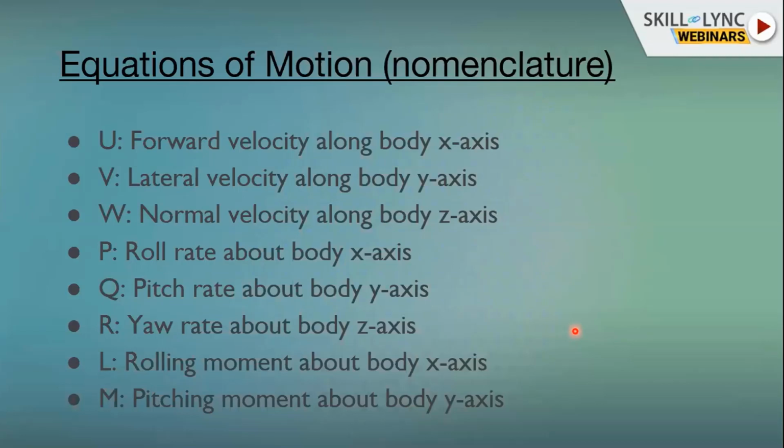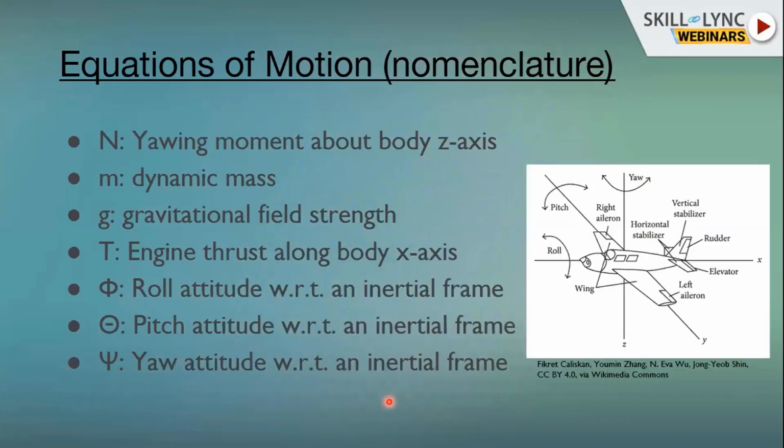So luckily we had uppercase and lowercase. The uppercase UVWs and PQRs represent the velocities and body rates. And then L, M, and N, I'm going to show in the next slide, these are the moments, equivalent to forces. Forces operate along the axis, moments operate about the axis. L, M, and N are the moments about the axis. And m is a term generally used to represent dynamic mass.